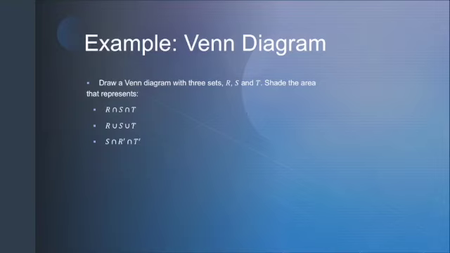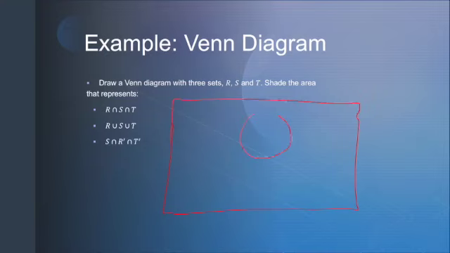So let's draw a Venn diagram with 3 sets, and then I want to shade the area that represents R intersection S intersection T, R union S union T, and S intersection R complement intersection T complement. So this is going to be a little complicated. So let's draw a Venn diagram. So we can tell I'm not the best artist.